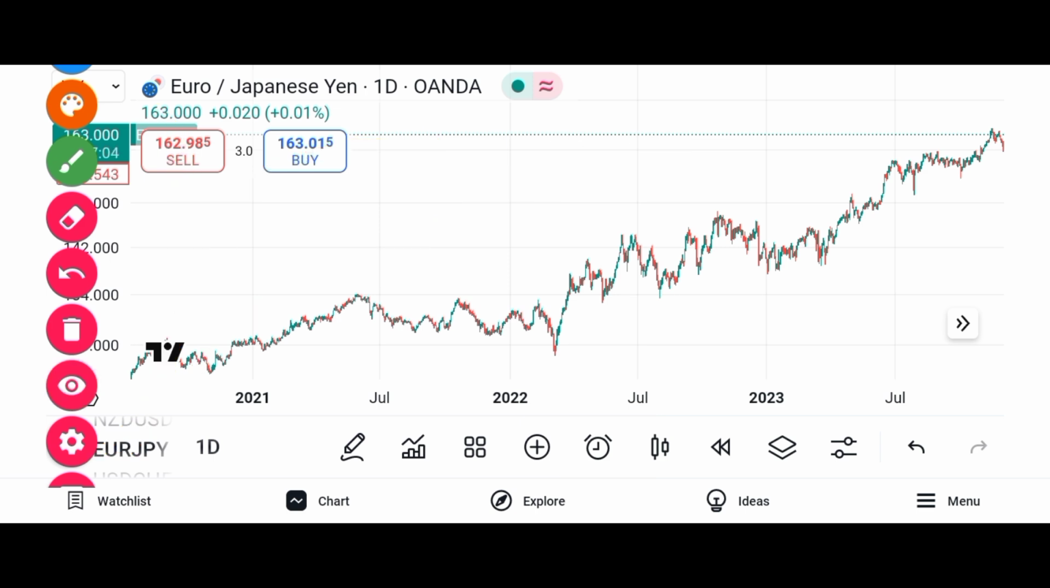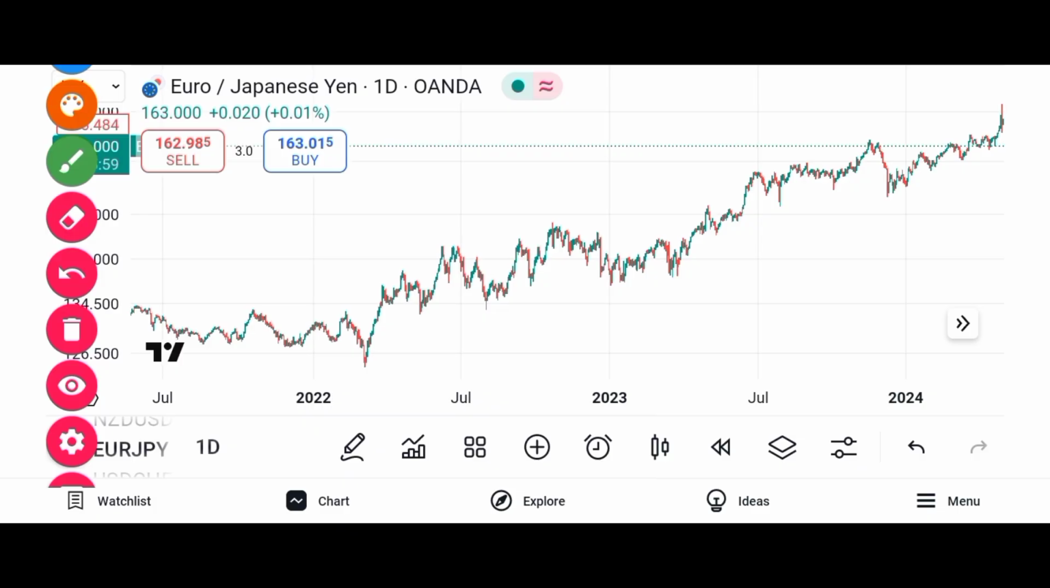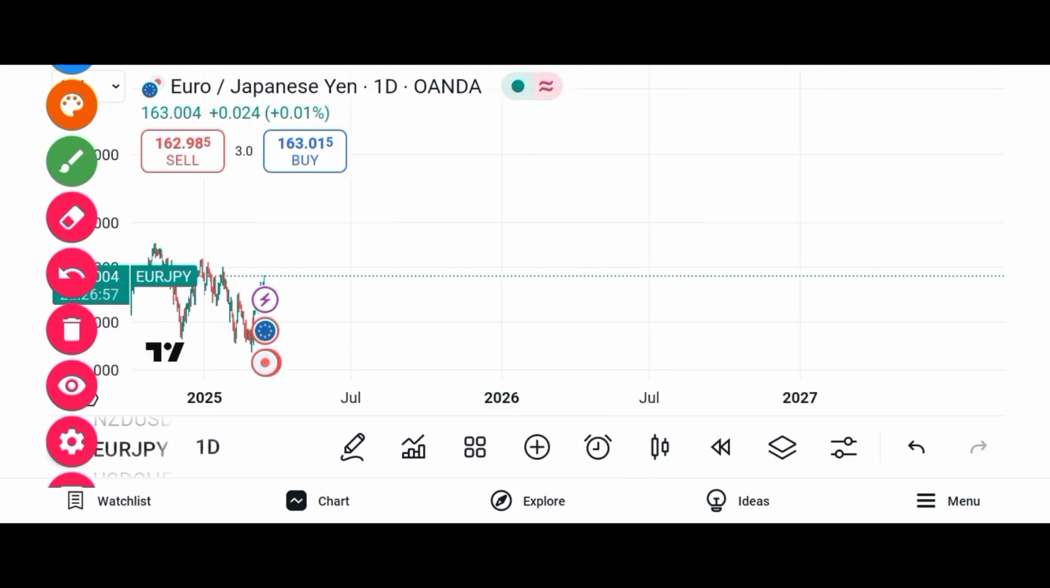Okay. So let's quickly go into that. Let's not waste so much time talking. So let's go to the practical part. Let's just look at this chart.